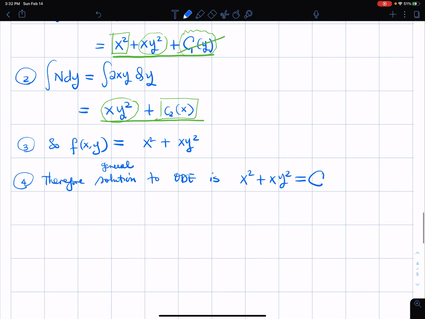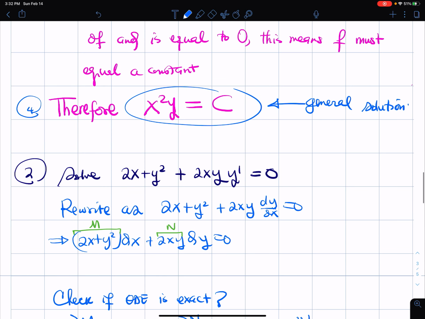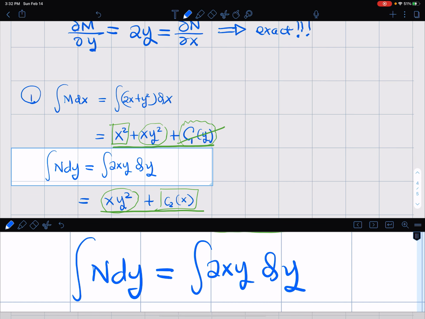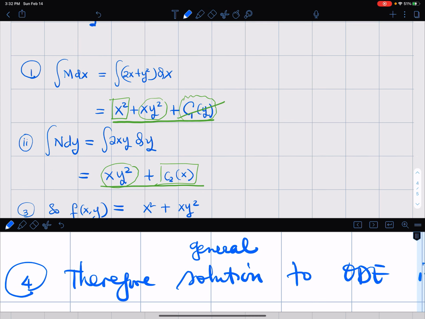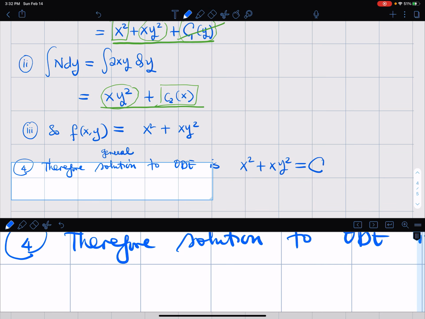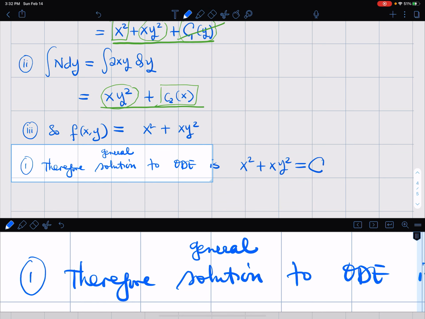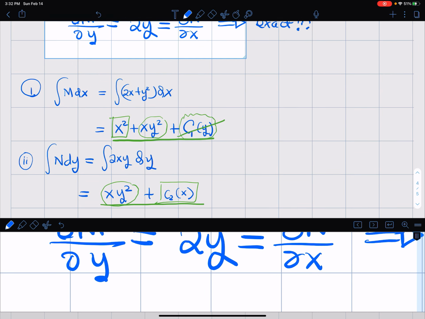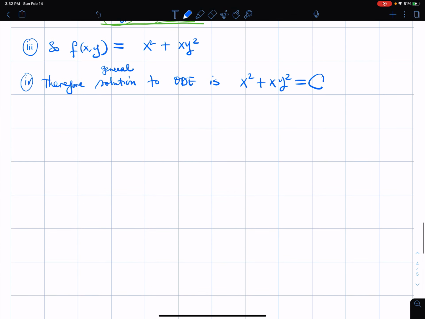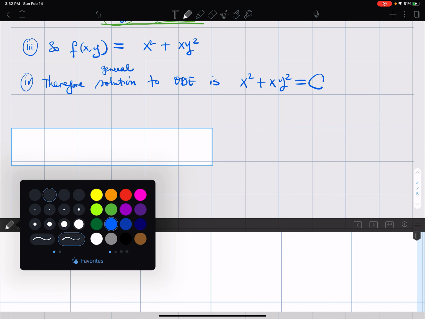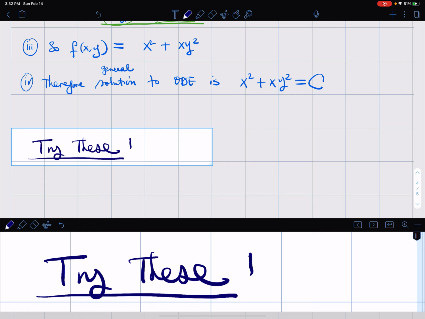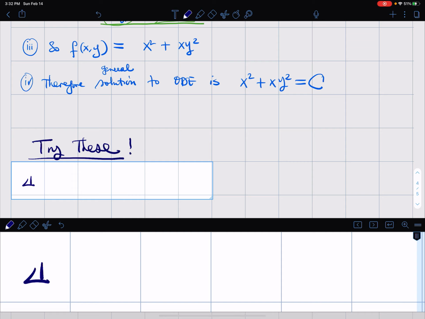So I want you to try a few. This is number two. Even though I'm numbering this one, two, three, let's renumber them with Roman numerals. Number two, three, and then number four. So that's number two. I want you to try a few of these.